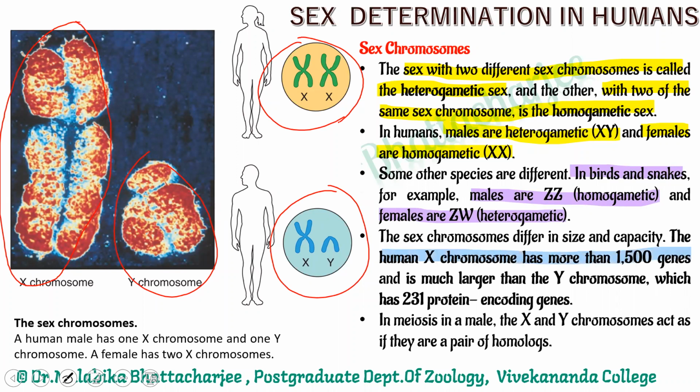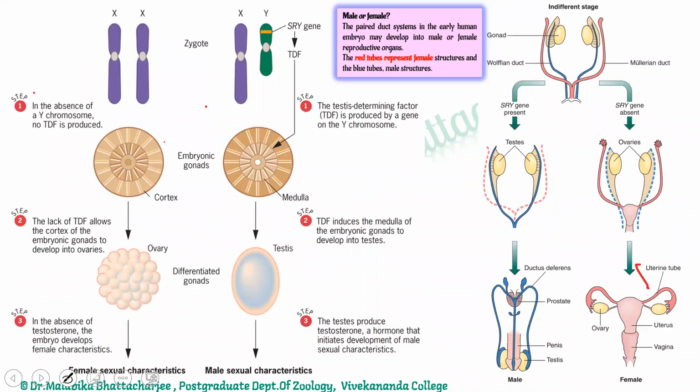In humans, the X chromosome has more than 1500 genes. If you look at the picture I showed you at the beginning, you can see the size of the X chromosome and the size of the Y chromosome. The X chromosome is much larger than the Y chromosome, and the Y chromosome has only 231 protein coding genes. In meiosis, in males, the X and the Y chromosome act as if they are a pair of homologs. So these are some more important points regarding the sex chromosomes in humans. Now we move on to the next slide.